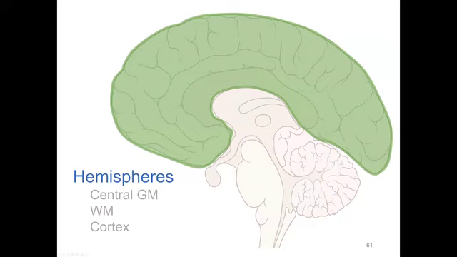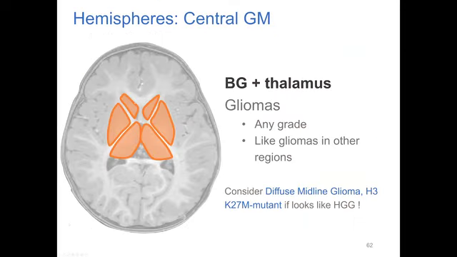So let's move on to the hemispheres. We divide the region into three groups: the central gray matter, the white matter, and the cortex. The central gray matter means the basal ganglia and the thalamus. Whenever you see a tumor here, the most common ones, again, are gliomas. They could be low-grade or high-grade tumors. Just remember to use the contrast enhancement and the diffusion to differentiate those groups.